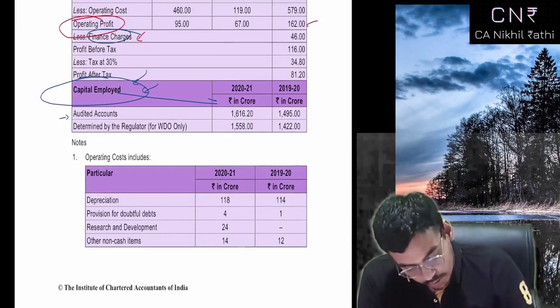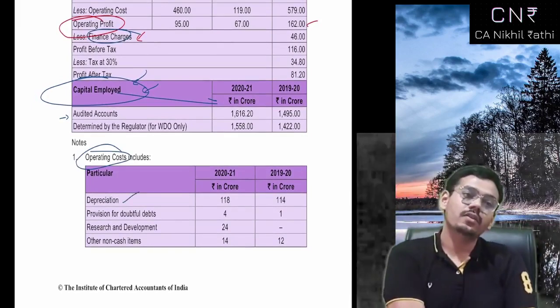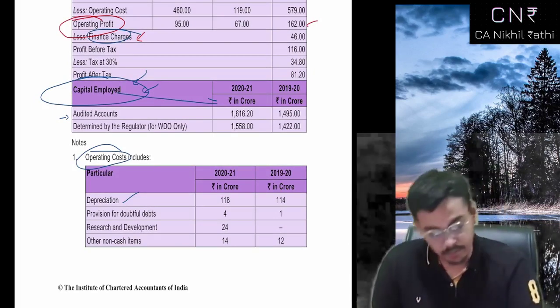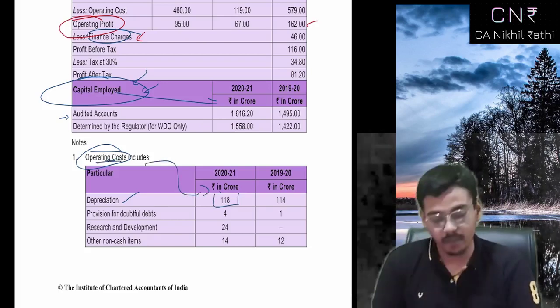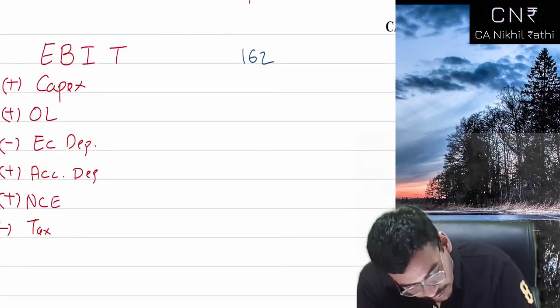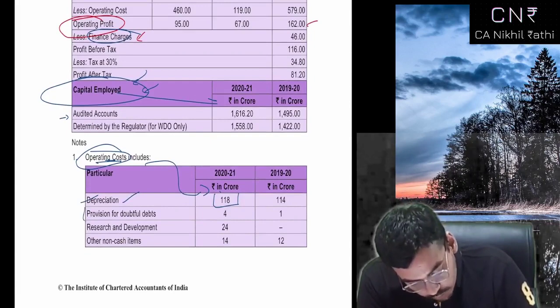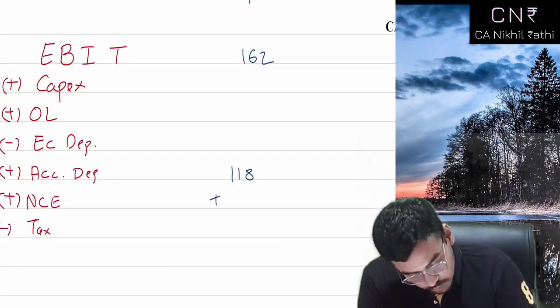Now operating costs do include depreciation. What have I said about depreciation? Sir, we will remove the accounting depreciation and we would add the economic depreciation. This is operating cost, so this is accounting depreciation. So we will add accounting depreciation of 118 rupees. Then provision for doubtful debts. Every provision comes.